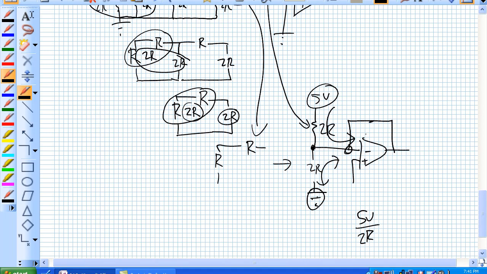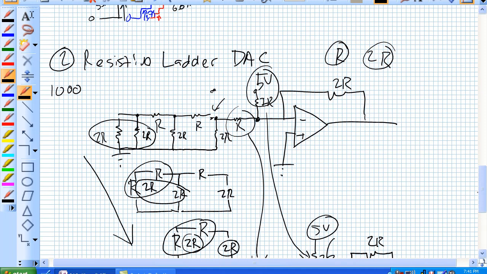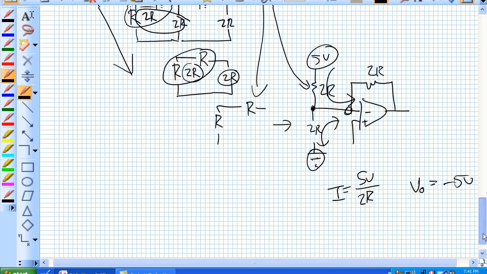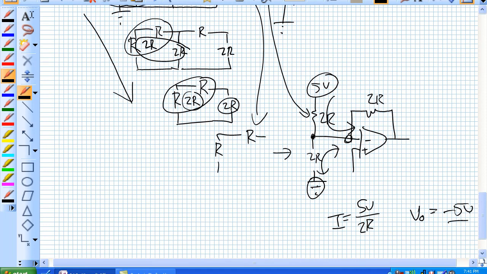Since our feedback resistor also happens to be 2R, the current flowing through it is I equals 5 volts divided by 2R. And according to Ohm's law, the voltage would be equal to 5 volts divided by 2R times 2R, our V out. Well, I'm going to account for the fact that the current's flowing the other way here. Our V out is negative 5 volts. So through the magic of Thevenin's theorem, what we've created here is basically where the most significant bit produces a V out of negative 5.